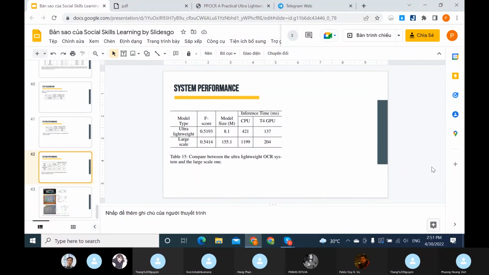So does anyone have any question about this presentation? Yeah. About PACT quantization, actually, I understood quantization, but what is PACT quantization?